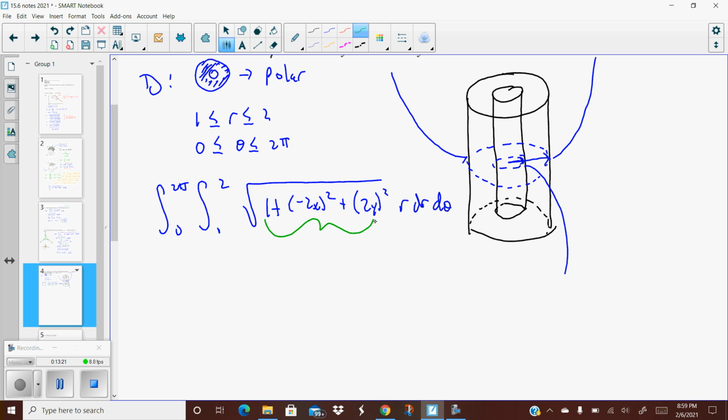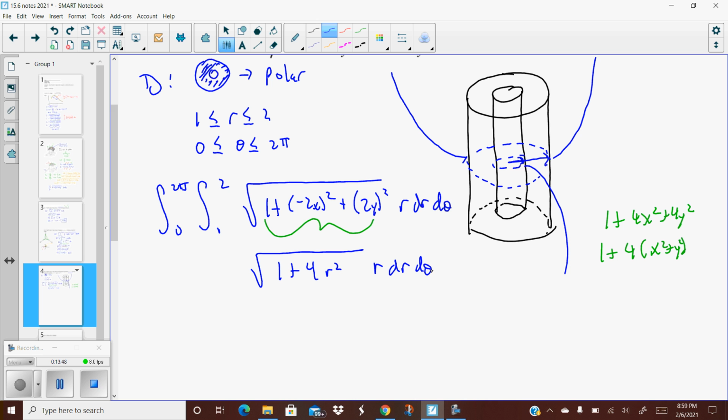If I square the inside of that stuff, I get 1 plus 4x squared plus 4y squared. But 4 times x squared plus y squared is another way I could write that, and x squared plus y squared in polar is r squared. So really what I have on the inside is the square root of 1 plus 4r squared, r dr d theta.